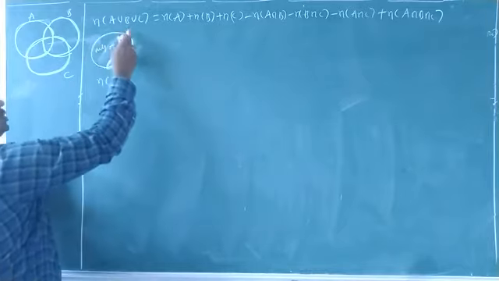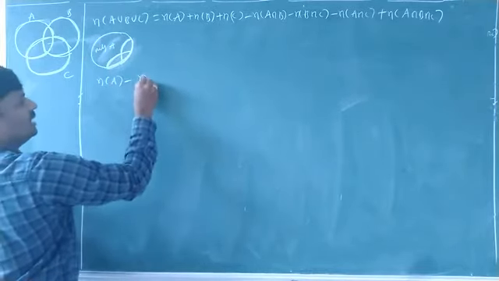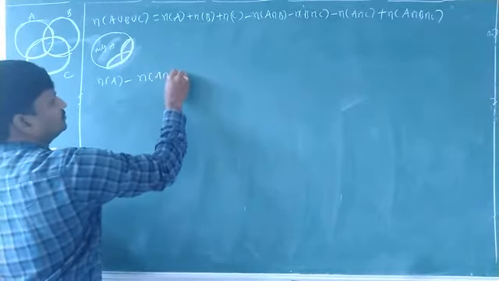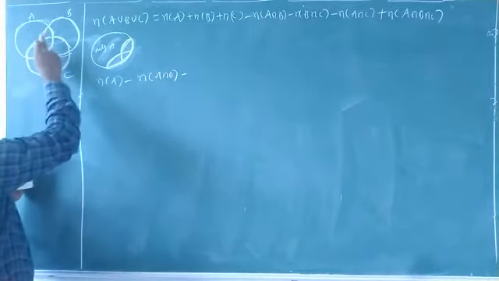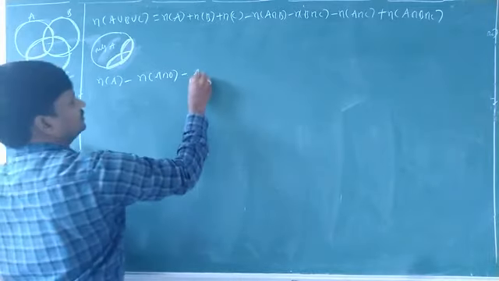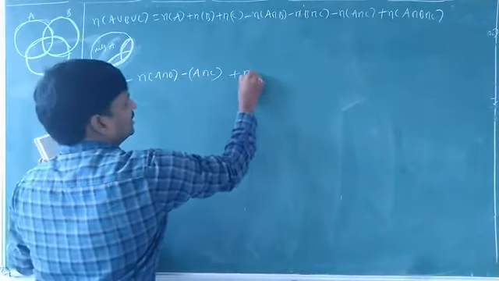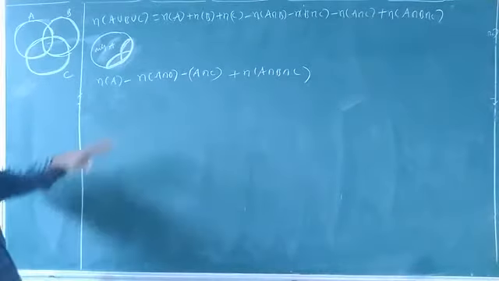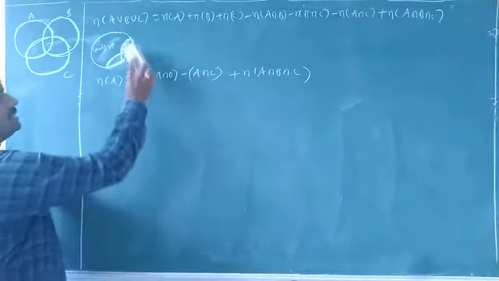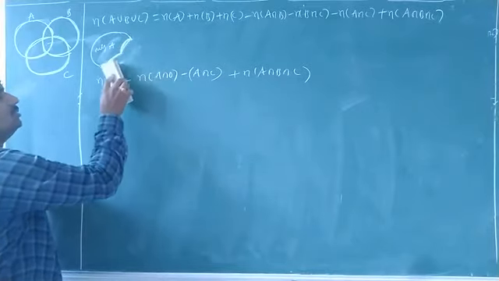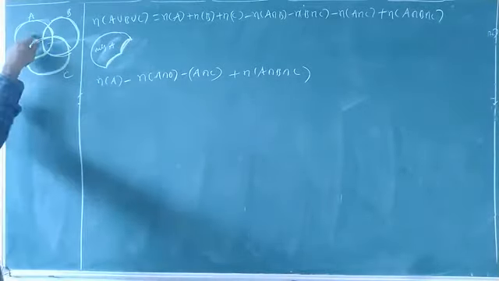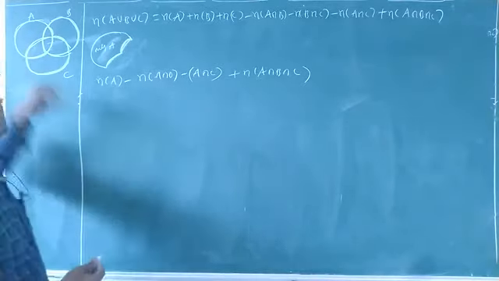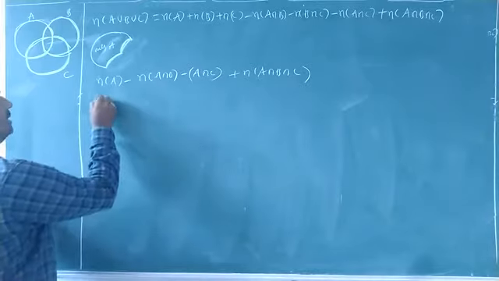Number of A, total circle, minus number of, what is this part? A intersection B, minus this part A intersection C, plus number of A intersection B intersection C. Understand? So removing means subtracting. I remove this part and this part. Yes, what we got? Only A. Only A means this part. Okay? Yes. Next, only B.